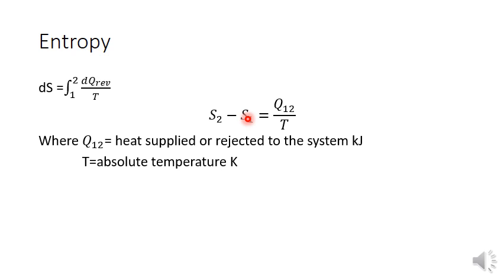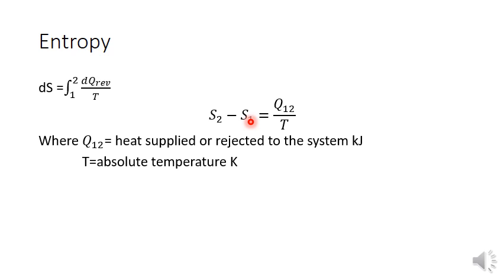The first point tells us that entropy will decrease when heat is removed, and entropy will increase when heat is supplied to the system. The second important point is that for an adiabatic process the heat transfer is zero. If the heat transfer is zero, the change in entropy is 0 by temperature, and 0 by anything is 0. So the entropy remains constant for a reversible adiabatic process. That is why the reversible adiabatic process is sometimes referred to as an isentropic process.